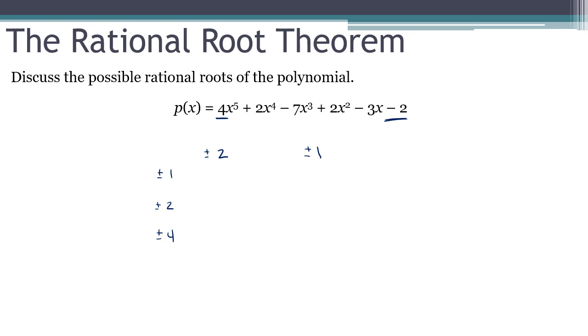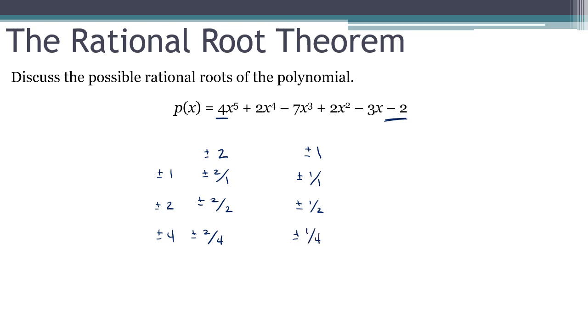Now I can answer my question. And remember, I need all of the fractions that I get from dividing factors of the constant term by factors of the leading coefficient. So I'm going to have plus or minus 2 divided by 1, plus or minus 1 divided by 1. Here, plus or minus 2 divided by 2, plus or minus 1 divided by 2. Plus or minus 2 divided by 4, plus or minus 1 divided by 4.